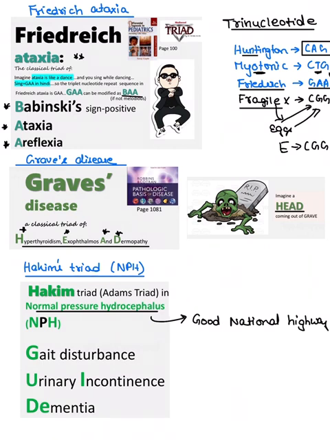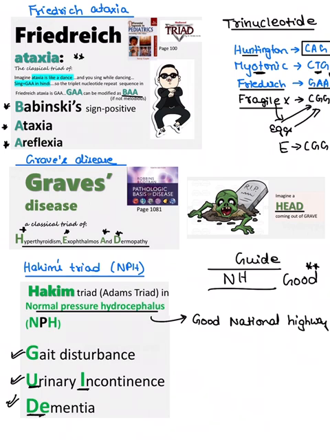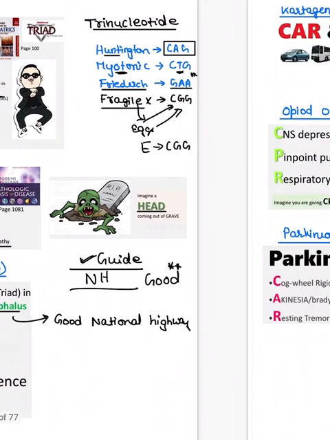Okay. Now coming on to the Hakim triad, also known as normal pressure hydrocephalus. Okay, so if you are traveling on a national highway, what do you want? You want the national highway to be good so that it takes less time to travel, and definitely you are paying tax for it, so you want it good. G is for gait disturbance, UI for urinary incontinence, and D for dementia. Okay, guide. National highway also serves as a guide for you to travel. Okay guys, so you can remember like this.